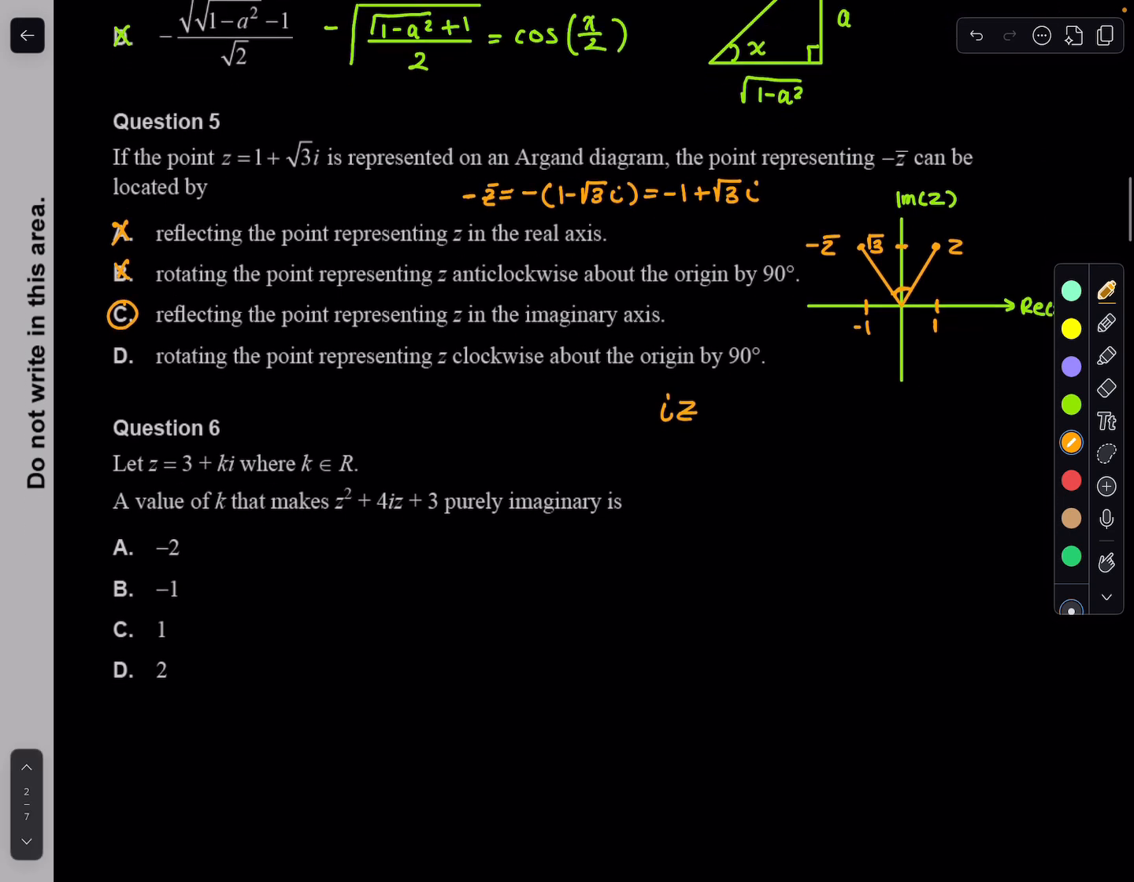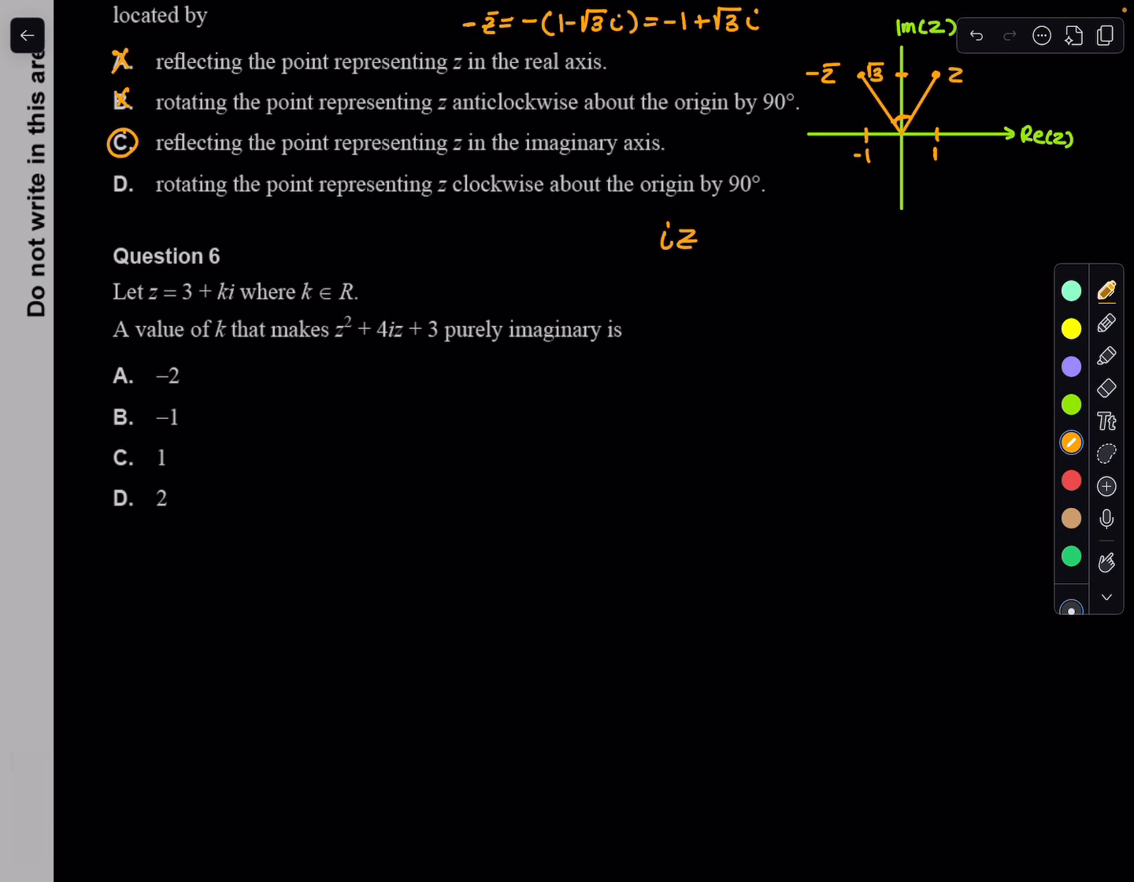Beautiful. Next question, 6. Let Z equal 3 plus Ki, where K is an element of the reals. The value of K that makes Z squared plus 4iZ plus 3 purely imaginary is what? A very nice question. So let's think about it. Let's find this expression.